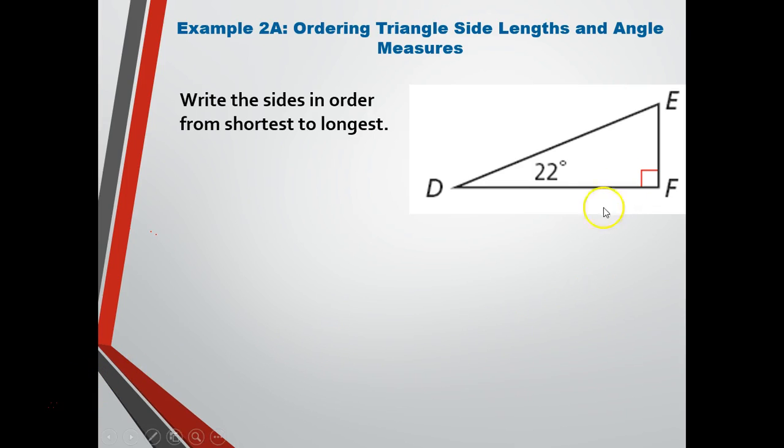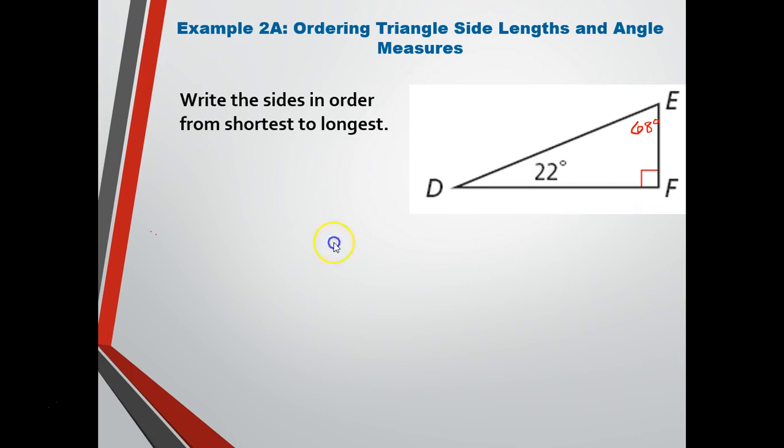All right, this next example, just like the last one, do this one again. We need to figure out what angle E is equal to. This is 90 degrees and D is 22 degrees. So subtract those two angles from 180, we get the angle measurement of 68 degrees.